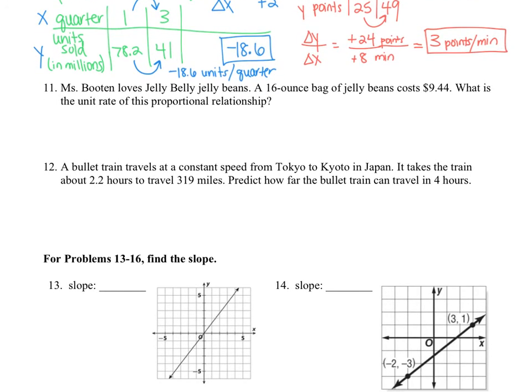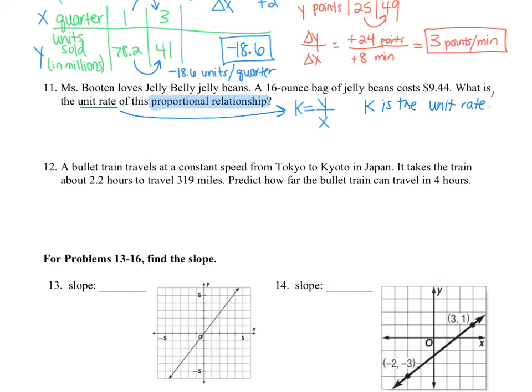So a 16-ounce bag of jelly beans costs $9.44. What is the unit rate for this proportional relationship? Again, proportional relationship, so we're just going to highlight that. That means a k exists, so to find k, we do y divided by x. We're going to find the unit rate by finding our k, because they're the same thing. K is the unit rate. It's also the slope.